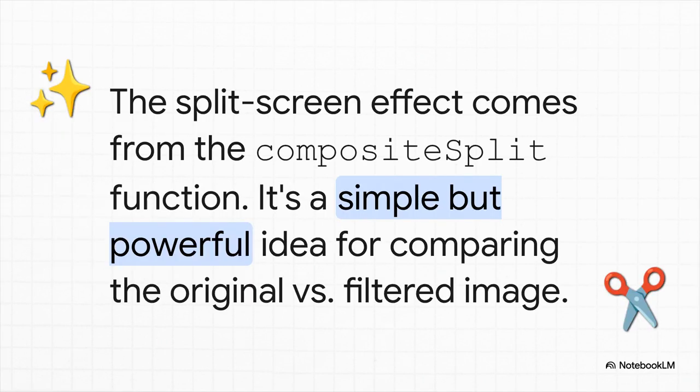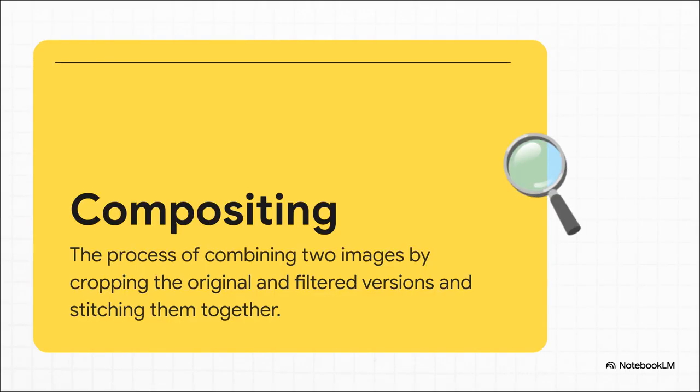So, how in the world does that cool split screen effect work? Well, the core logic is all tucked away in this function, compositeSplit. Now, the code might look a little complex at first, but the idea behind it is actually super straightforward. It's a process called compositing. And really, all we're doing is taking two images, the original and the filtered version, and just cropping them. The original gets cropped to the left of where your finger is, the filtered one gets cropped to the right, and then they're stitched together perfectly to create that single, split view. It's a really powerful visual trick that's built on a pretty simple concept.